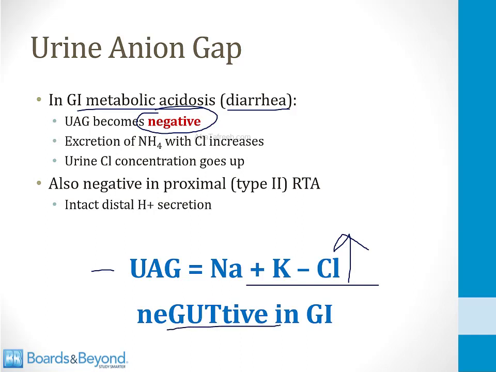And the way everyone remembers this, including many renal attendings I know, is through the mnemonic: negative in GI causes of metabolic acidosis. You can also sometimes see a negative urinary anion gap in a proximal type 2 RTA, just like we talked about earlier. That's because in this type of RTA, the distal acid secretion of the nephron is intact, therefore the urinary chloride concentration can go up and the urine anion gap can become negative.